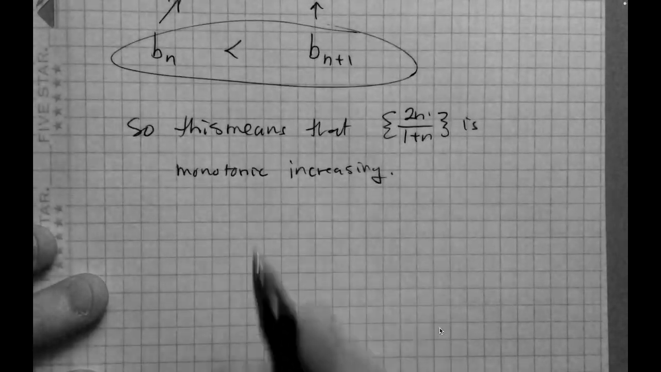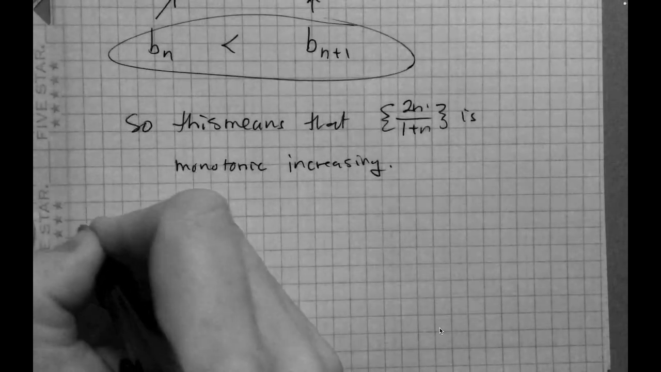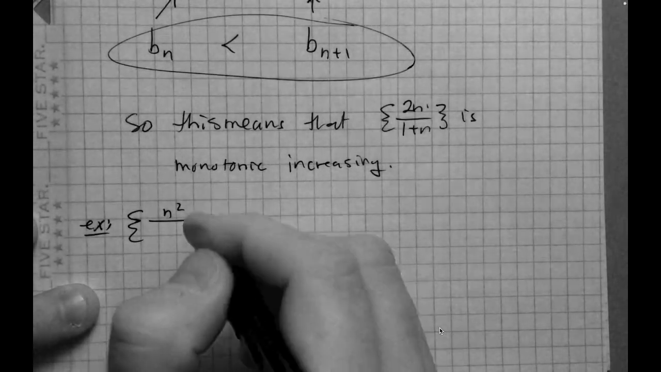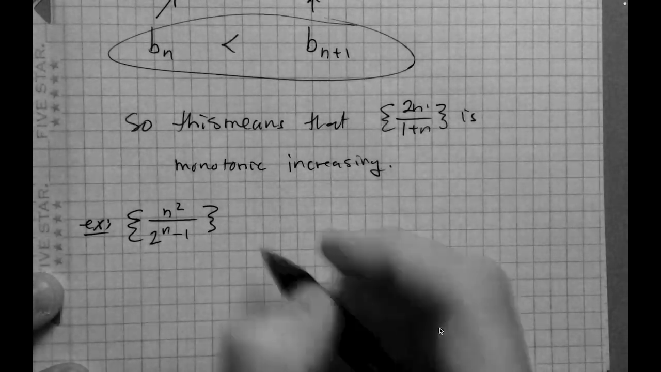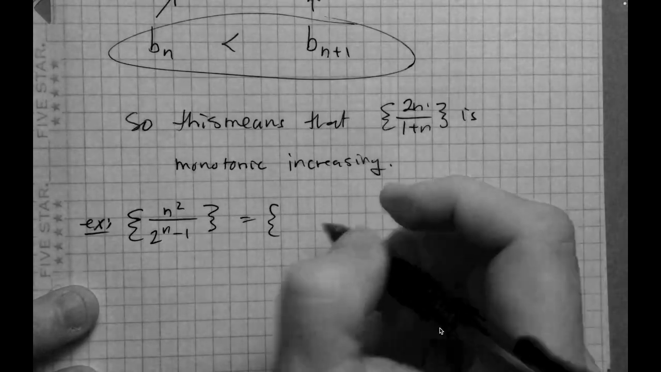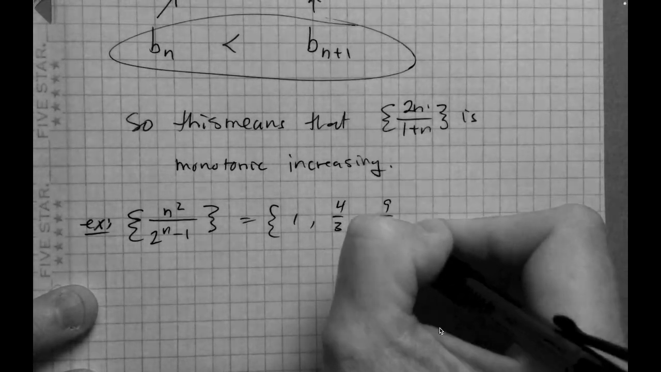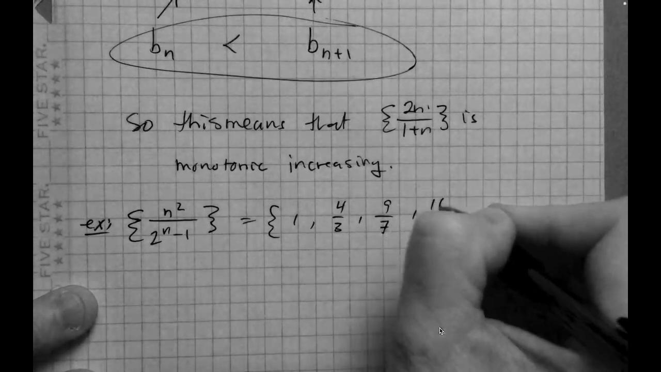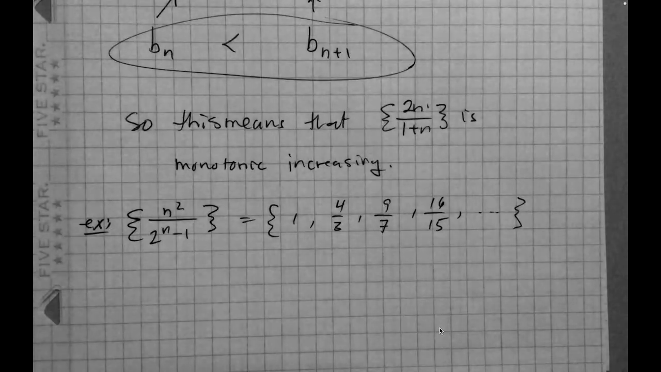How about another example? We've got n squared over 2 to the nth minus 1. What does this look like? Is this a monotonic sequence? This will be 1, 4/3, 9/7, 16 over 15, and so on.